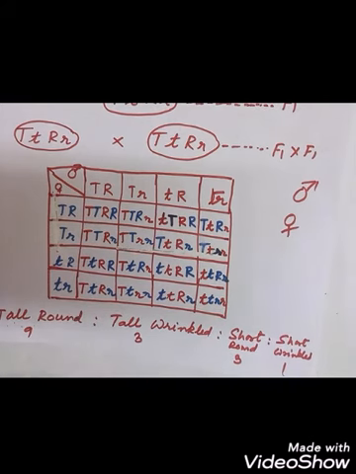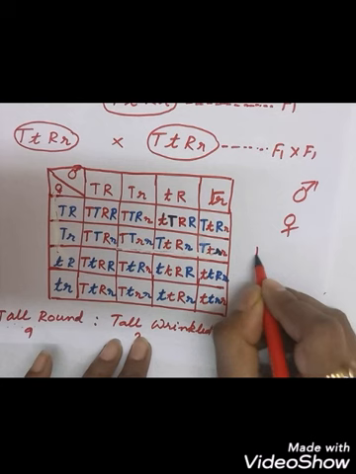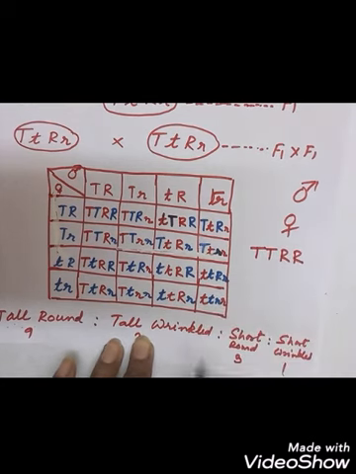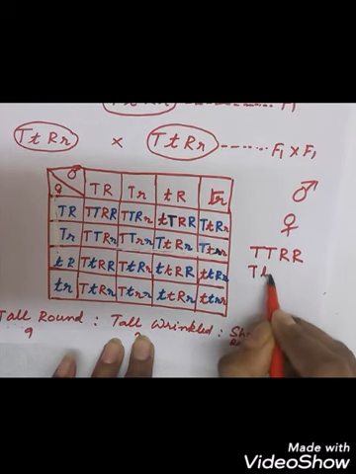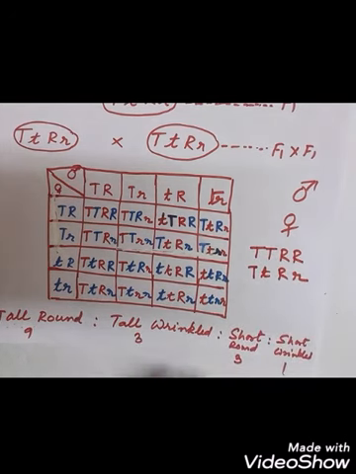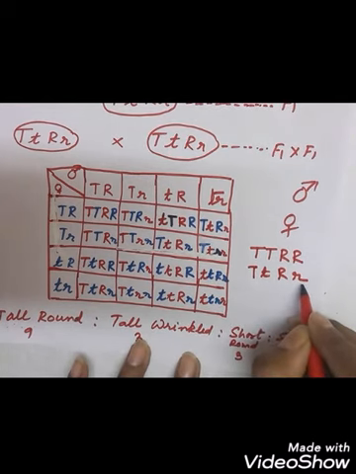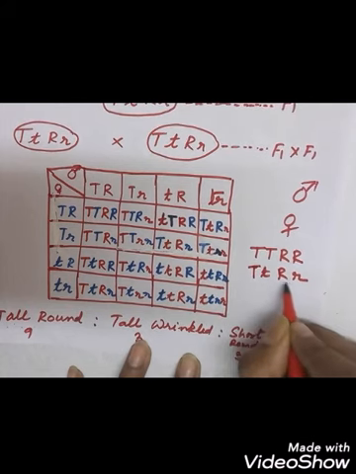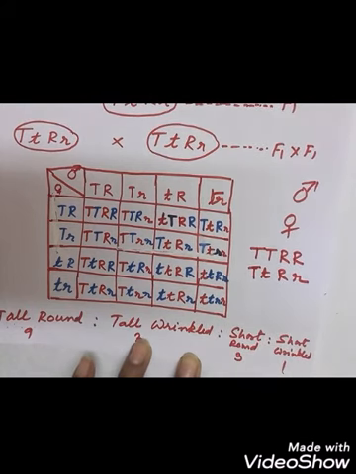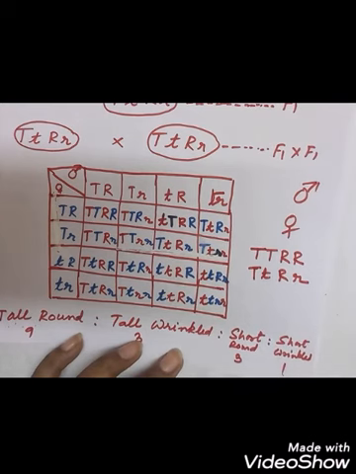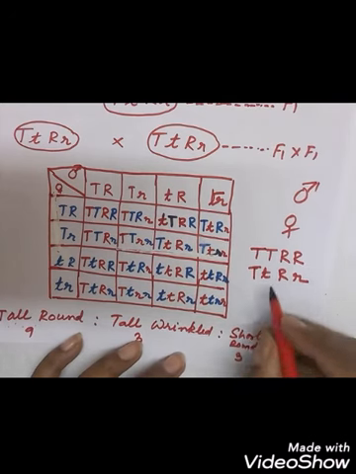I'll tell you now how to find out the tall round. Tall round will have what? Capital T, capital T, capital R for tall round, or capital T, small t, capital R, small r for tall round? Because this is recessive, this is recessive. Which one will express? Capital T and R. This will express. Express means this will come in the next generation. We can easily see this character in the next generation. So the dominant characters will express.